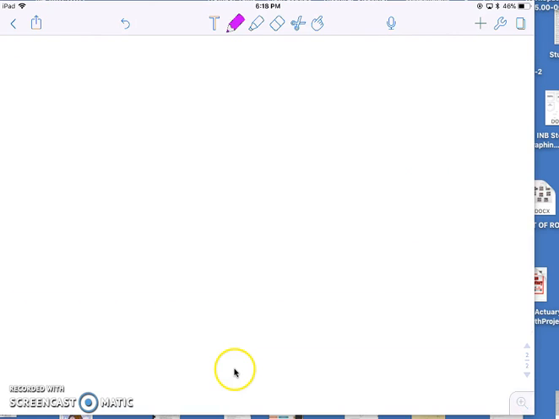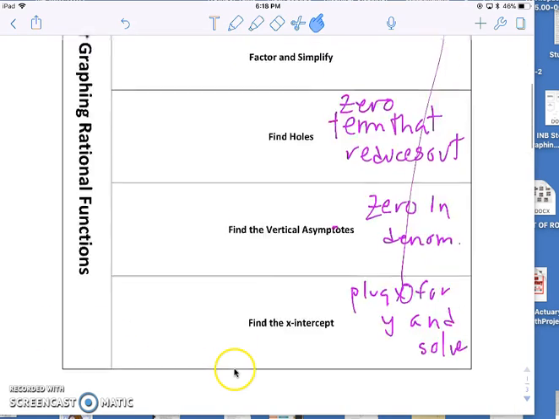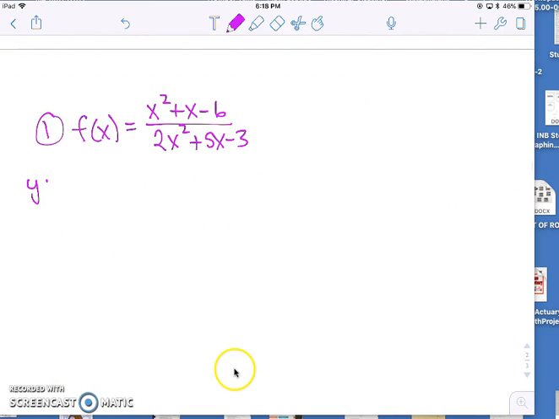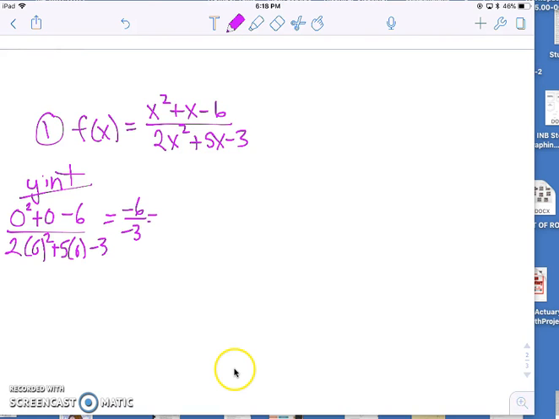So the first one we're going to take a look at is f of x equals x squared plus x minus 6 divided by 2x squared plus 5x minus 3. So our first step, find the y-intercept. If we plug in 0 for x, 0 squared plus 0 minus 6 over 2 times 0 squared plus 5 times 0 minus 3, so negative 6 over negative 3, which is 2. So it's the coordinate (0, 2).